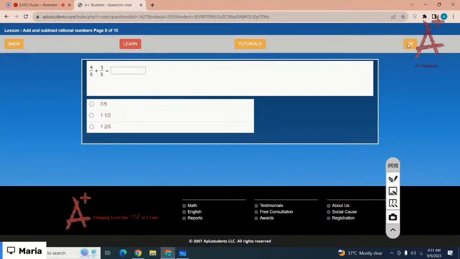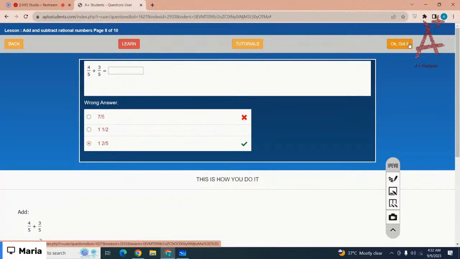Okay, the next one is you have to add 4 by 5 and 3 by 5. So how do we add? They both have exactly the same denominator, right? So when you have the same denominator, you simply have to add their numerators. 4 plus 3 makes 7. So that would be 7 over 5, right? Or you can divide 7 by 5. So that would be 1 whole 2 over 5.